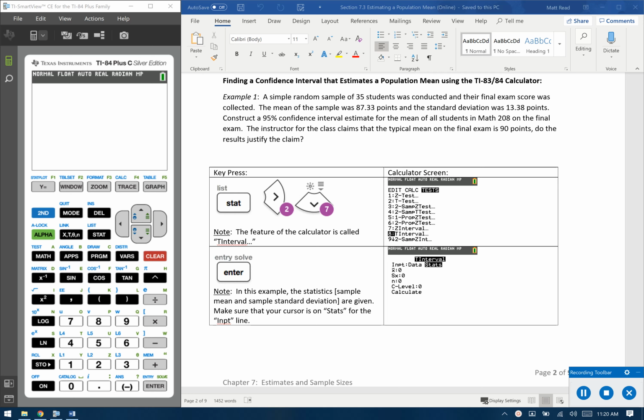We're going to construct a 95% confidence interval estimate for the mean of all students in Math 208 on the final exam. The instructor for the class claims that the typical mean on the final exam is 90 points. Do the results justify the claim?